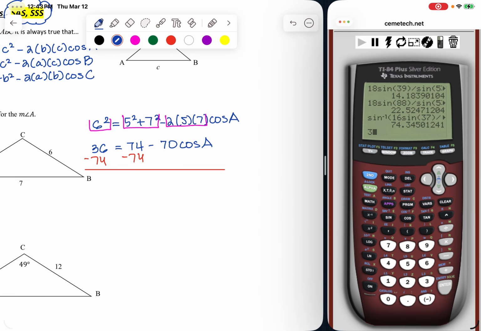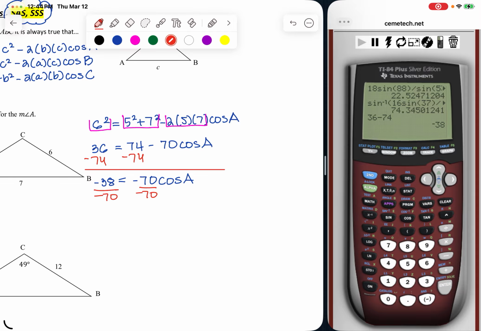So just so I don't make a mental math error, I know it's negative 38, but my brain is telling me to check, okay? I have to. I know I'll make a mistake. I probably made a mistake up there and I won't even catch it. Minus 70 cosine of angle A. I need to get cosine of angle A by itself, so I'm going to divide both sides by negative 70. So now I have cosine of angle A is equal to negative 38 over negative 70.